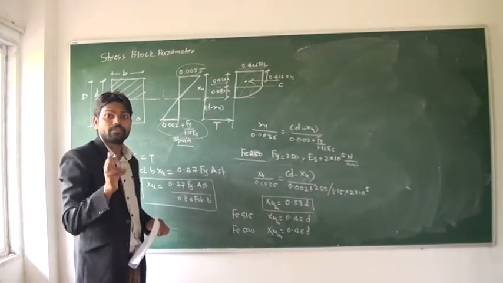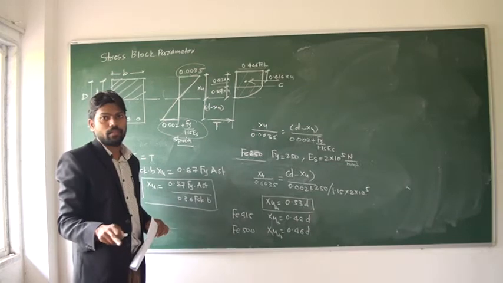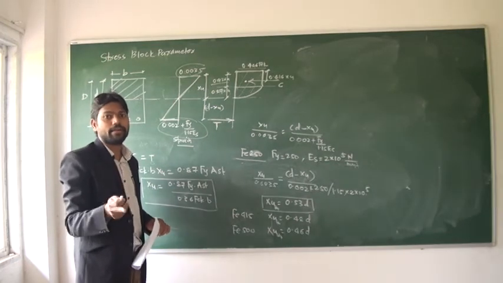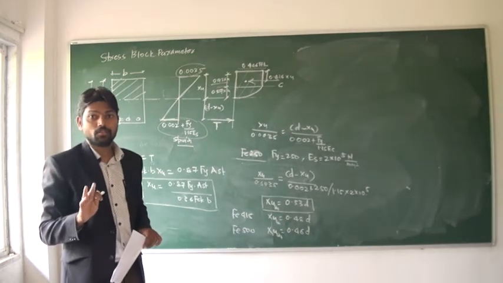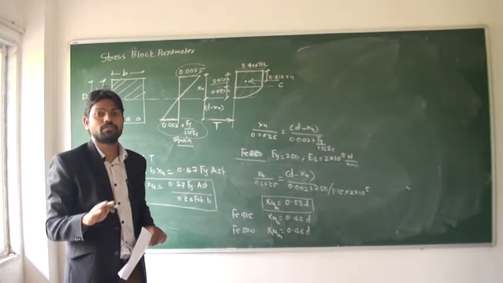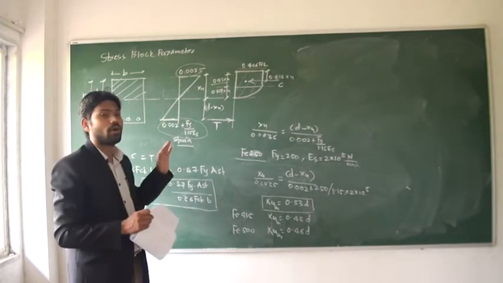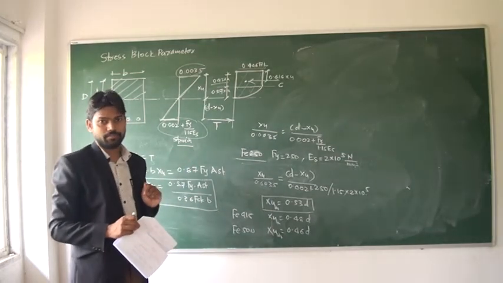So in that case, concrete will fail first. Now when concrete fails, since concrete is a brittle material, it will fail without any warning. So such over-reinforced sections are not allowed in the limit state method.